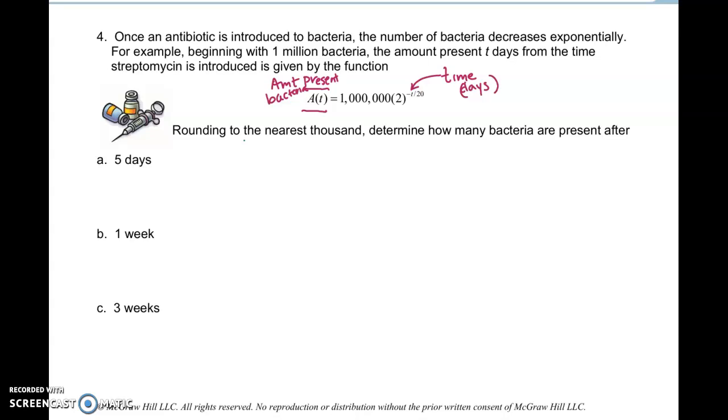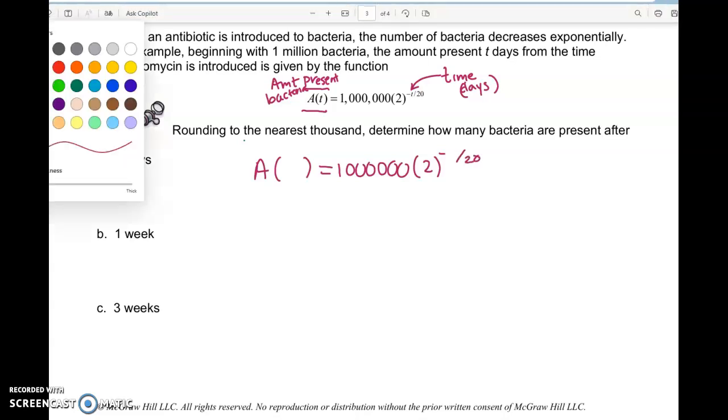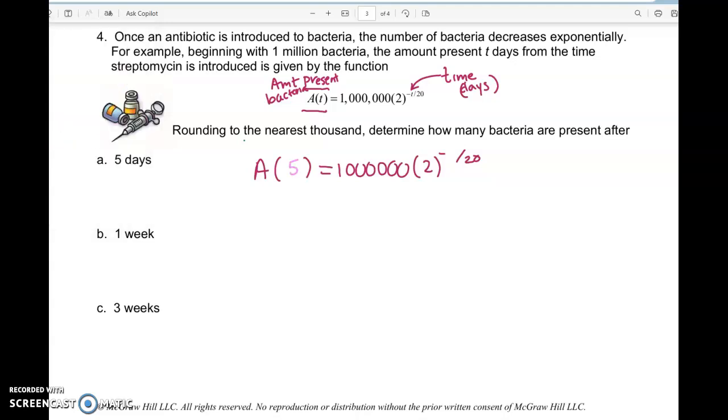So if I want to find how much antibiotic is present 5 days later, well then what I'm going to do is I'm going to take my function and I'm going to substitute in 5 for t. So in place of t, I'm going to put 5. And then I'm going to put this in the calculator.